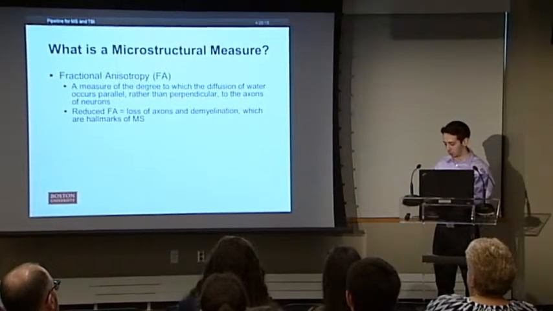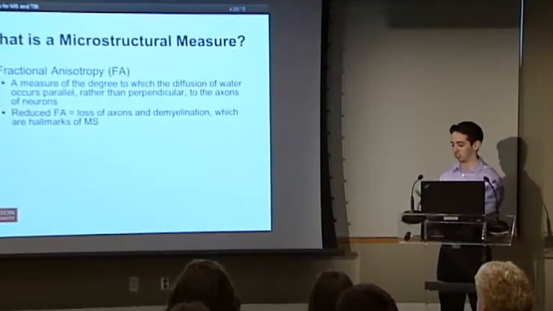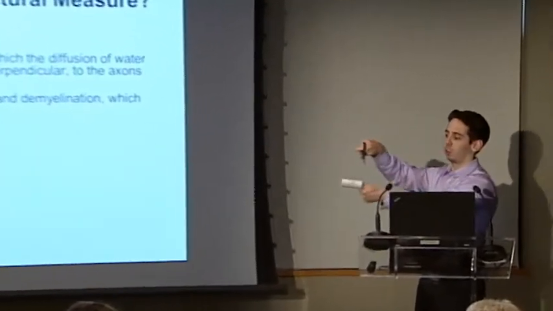But if I put a hole in this, now some of the water would flow in and go through here, and you would have not only water flowing across, but you'd have it going in many different directions. So that shows lower fractional anisotropy, and it suggests that you have axon damage and demyelination.